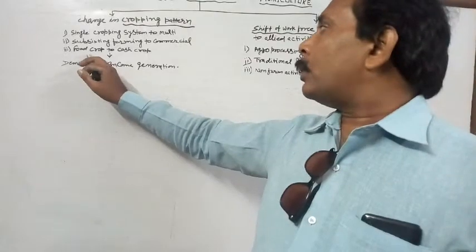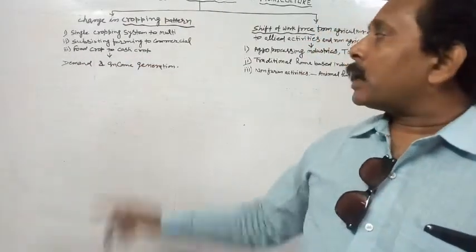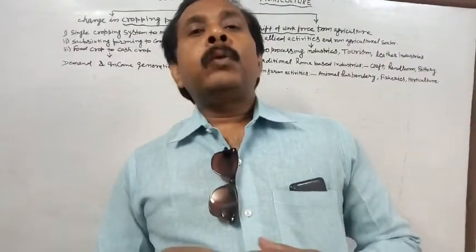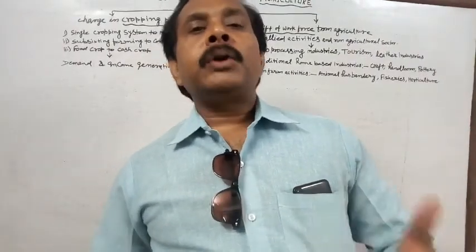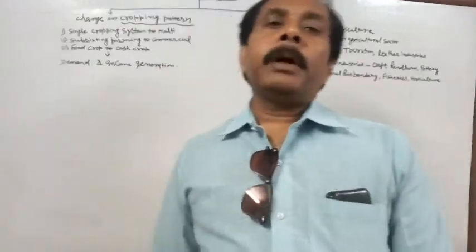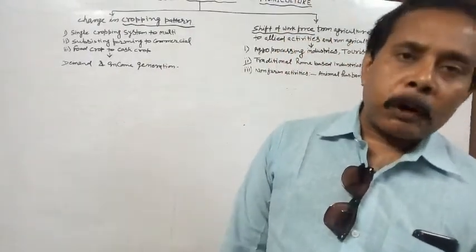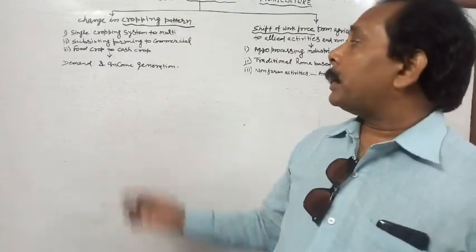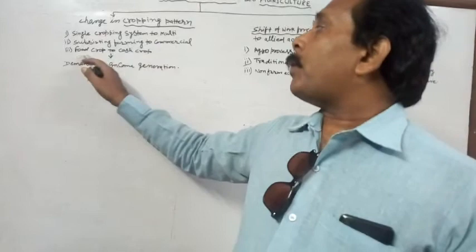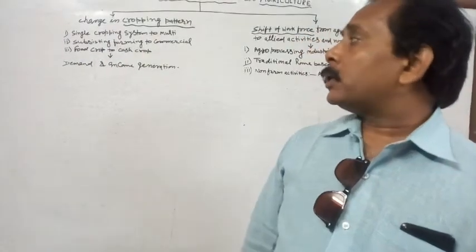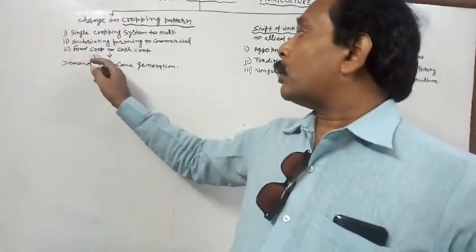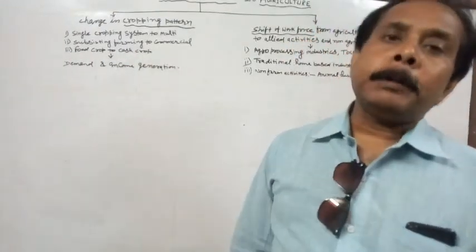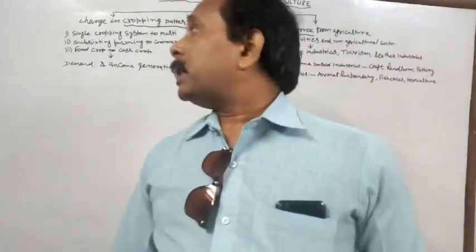Next is food crop to cash crop. Cash crops are those crops which are basically produced only to sell in the market without any processing. For example, potato comes under cash crops. Second, jute. Next, cotton also comes under cash crops. So farmers should not only produce food crops for self-consumption, but also produce cash crops, and their income will increase.